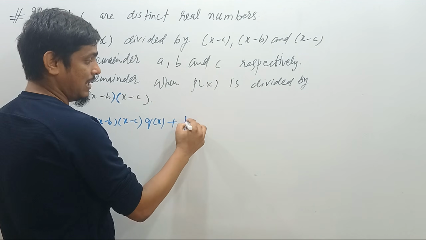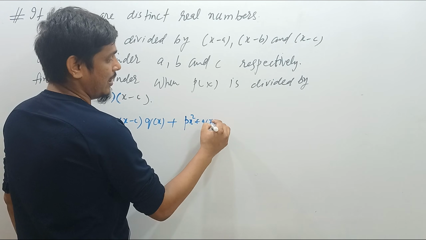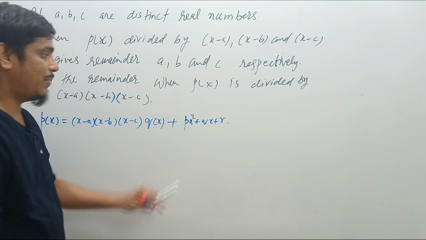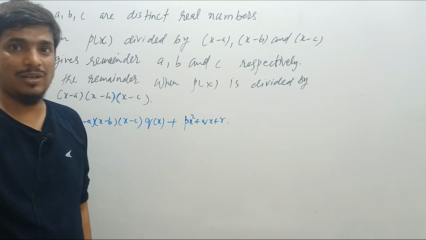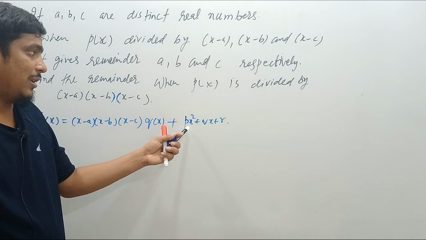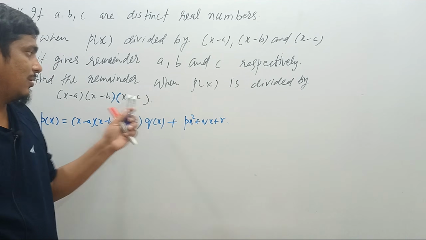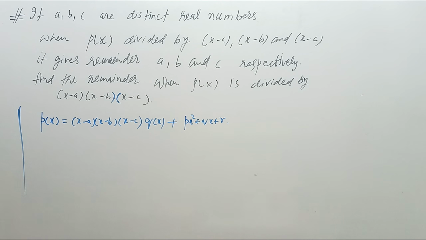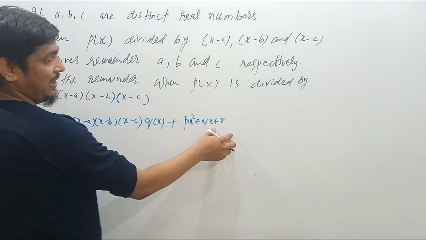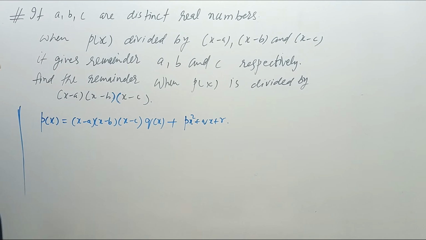Let's say px square plus qx plus r, where p, q and r are real numbers. p might be 0 or not 0 depending on the problem. If p is 0 then this will be linear, and if p is not 0 then it is quadratic, right?